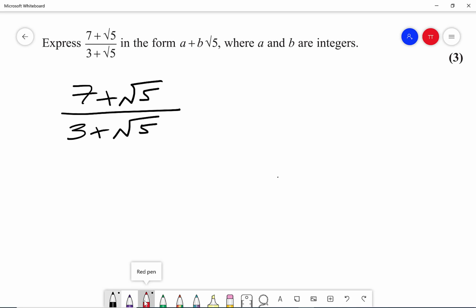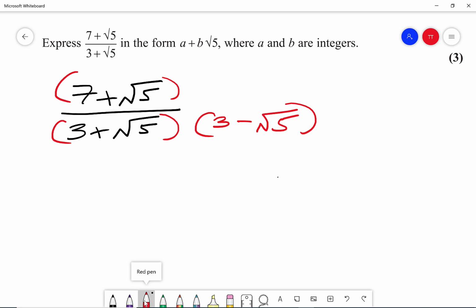So remember the technique here, we need to multiply it by its conjugate. So the conjugate is just changing that middle sign. 3 minus root 5, and we do exactly the same to the top. Multiply that by 3 minus root 5.